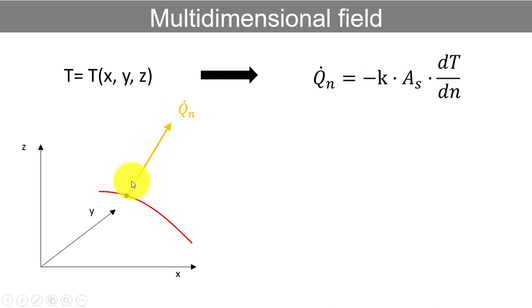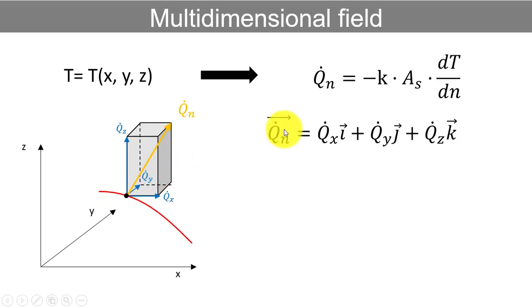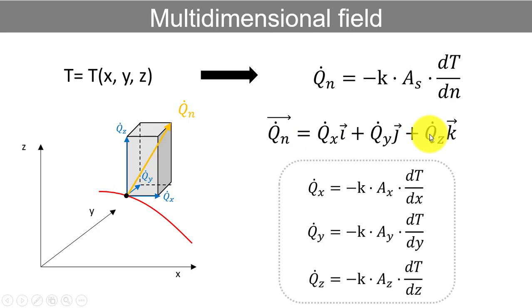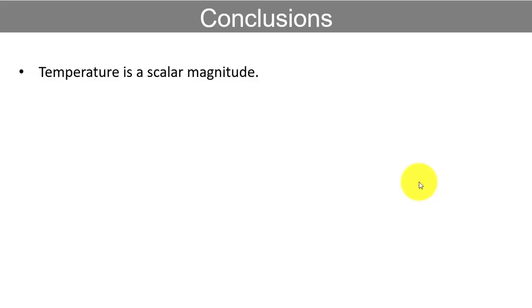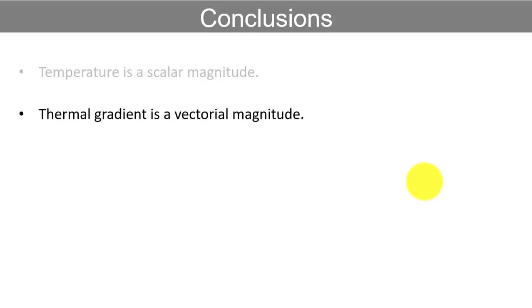And we can decompose this heat transfer in the three orthogonal directions, which can be expressed each of these terms as we made before for the one-dimensional case. So we can conclude by underlining the next ideas. First of all, that the temperature is a scalar magnitude. That is, every point in the space has a temperature which is a single value. However, thermal gradient is a vectorial magnitude. It has a value, but it also has a direction. So this is the main difference that we have to consider.